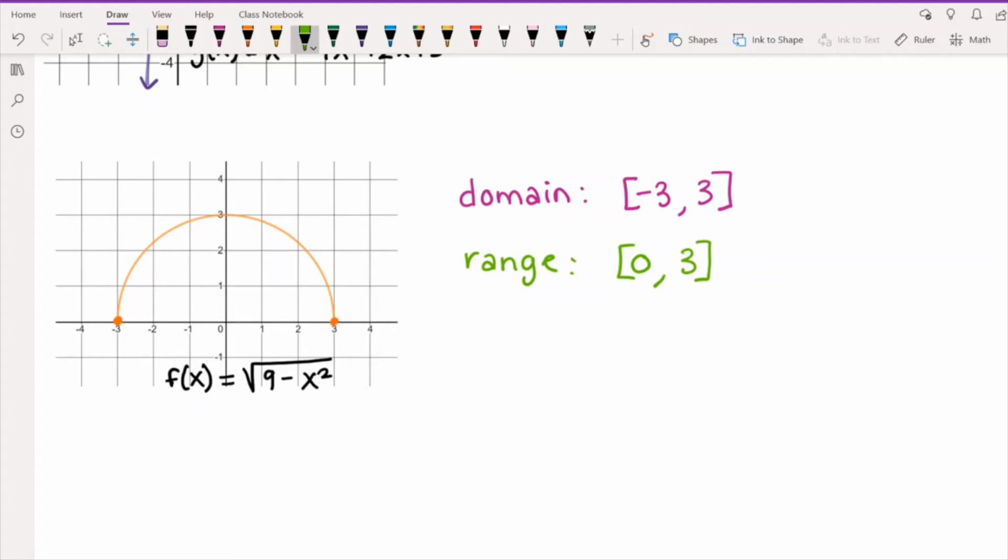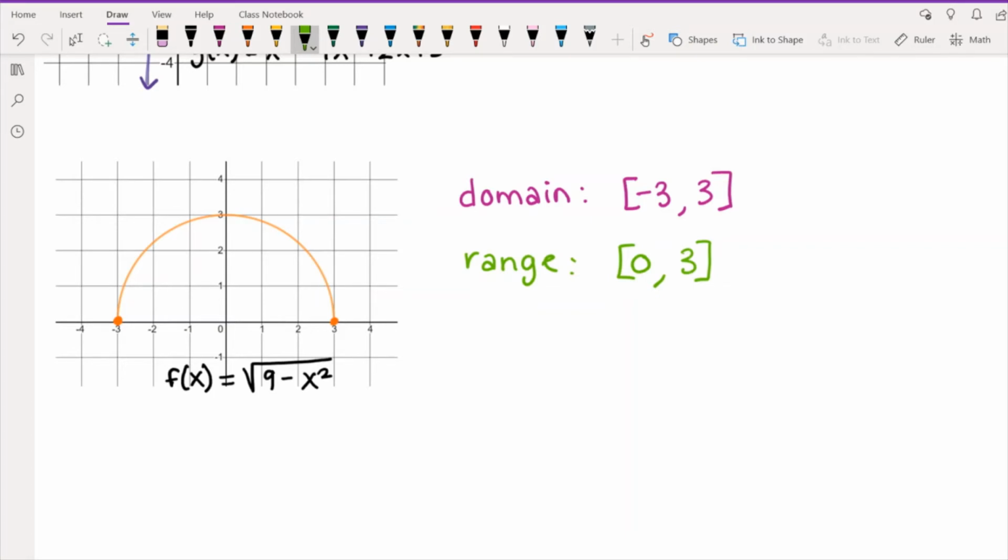So what kind of shape is this graph? I want to make a connection between this function that we're looking at here and what we talked about in the last video. So how would you describe the shape of this graph? It's not really a parabola, right? It's a different kind of shape.